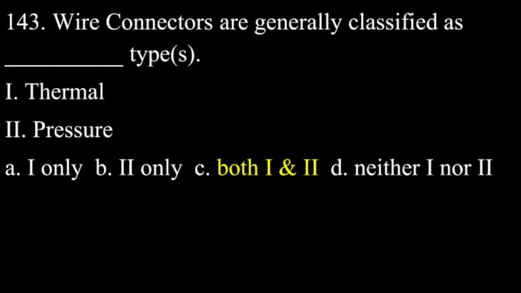Wire connectors are generally classified as blank types. 1. Thermal. 2. Pressure. A. 1 only. B. 2 only. C. Both 1 and 2. D. Neither 1 nor 2.